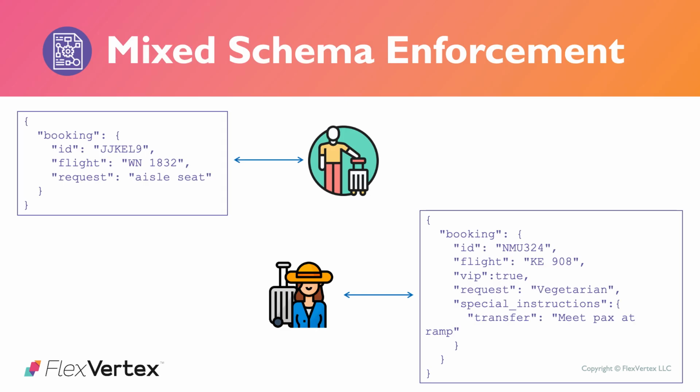Mixed schema enforcement means that you can require certain data elements, such as ID and flight, and then let the remainder of the data be optional, as is the case with these 2 bookings.